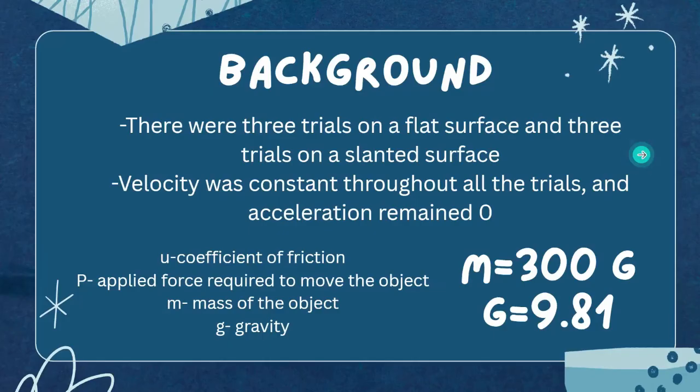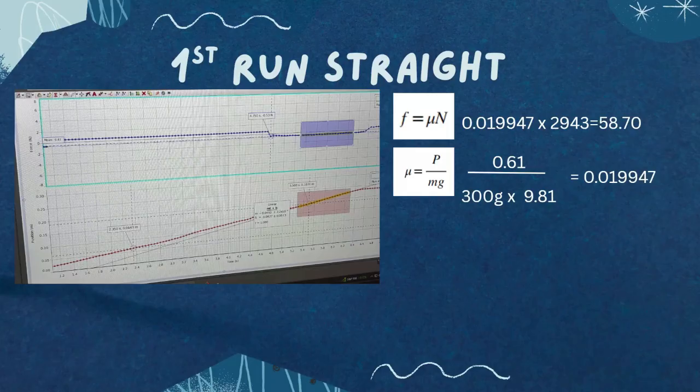For Lab 9. For some background, there were 3 trials on a flat surface and 3 trials on a slanted surface. The velocity was constant throughout all the trials and the acceleration remained 0. U is the coefficient of friction, P is the applied force required to move the object, M is the mass of the object, and G is gravity. And for mass, we calculated 300 grams and gravity 9.81.